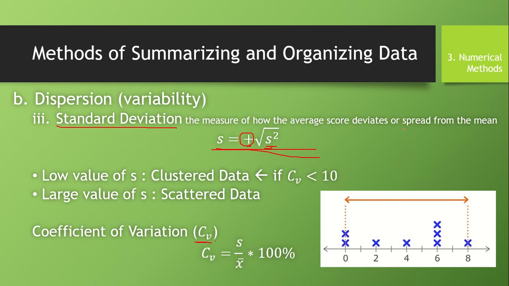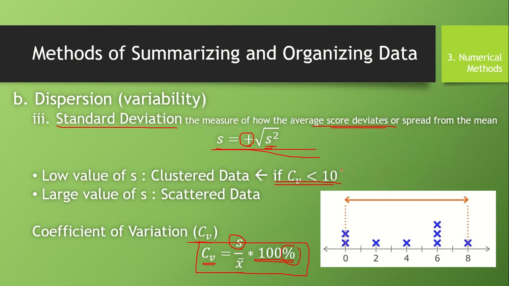So meaning unsa kalayo na imong data sa imong mean. The lower the value, the closer. If we will get a value, before we can decide how the values or data deviate from the mean, we have to get first the coefficient of variation. Now, the coefficient of variation is calculated using this one. That's standard deviation divided by the mean multiplied by 100%. Therefore, coefficient of variations are expressed in percentage.